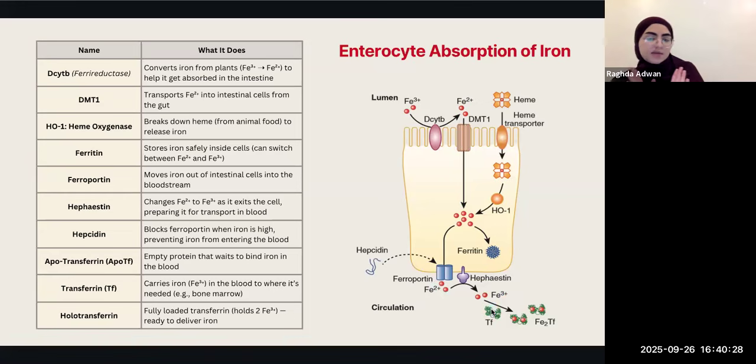This is where I don't want you guys to get confused. It gets converted in order to be absorbed. Fe2+ is the absorbable form. Then when it's inside, it can be stored as Fe3+. But then once it wants to leave again, it needs to be converted back to Fe2+. So the absorbable form of iron, which enters and exits, is Fe2+.